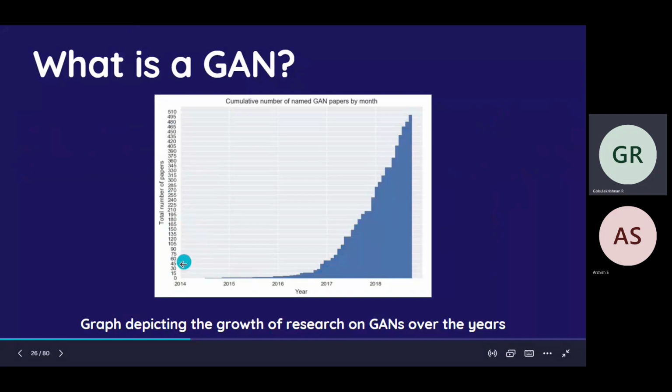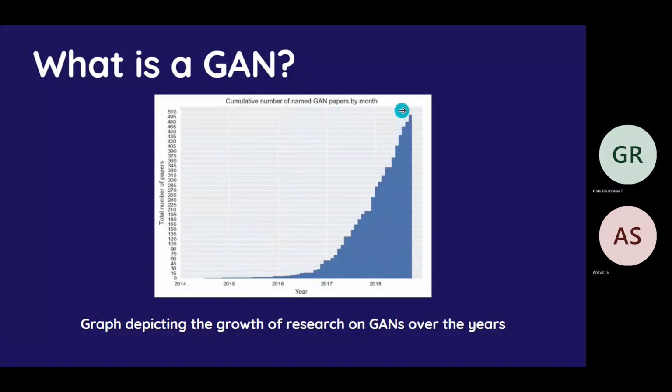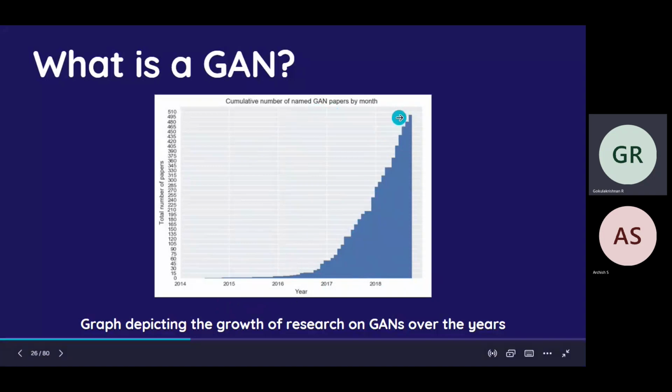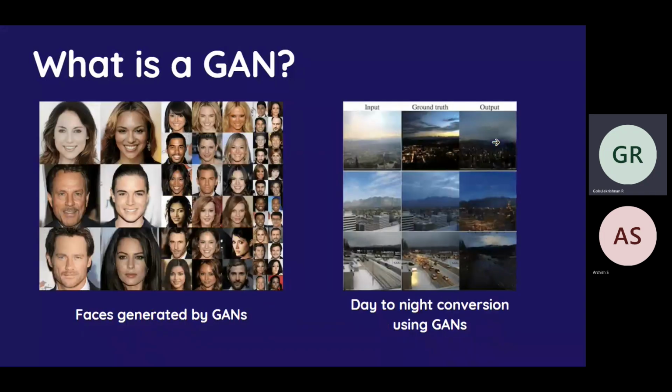And this is a graph depicting the number of papers released on the topic of GANs, with GANs in the name of the paper. You can see the growth rate. As months move on, so many papers get released each month. So why did GANs become this famous? What can we do using GANs?